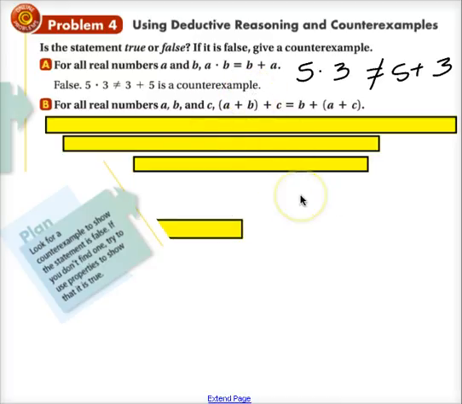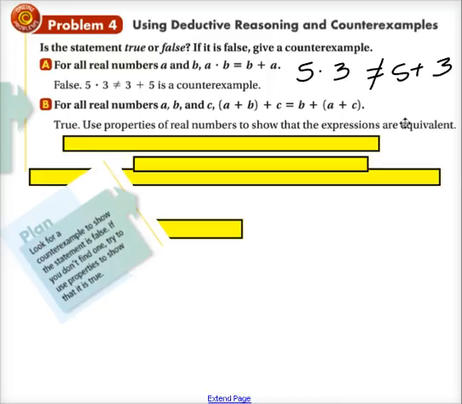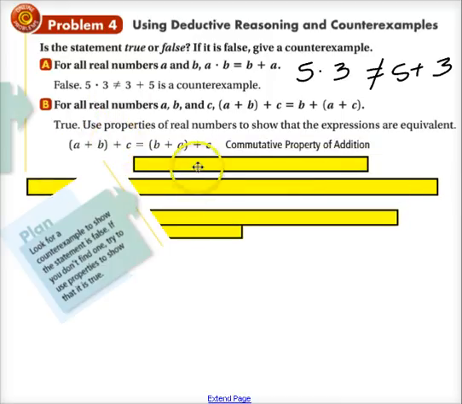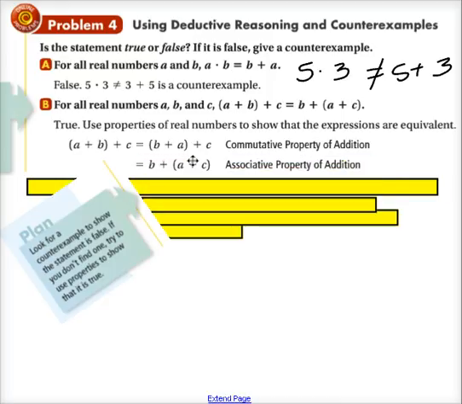Example B, for all real numbers A, B, and C, A plus B plus C equals B plus A plus C. Now that looks right to me. I'm going to say that's correct. I don't have to say anything other than true, but if I want to prove myself, this is true because of the commutative property of addition. So this is true. Commutative property of addition tells me that it is true. And associative changes the grouping symbols as well. Okay? So if it's false, you want to give that counterexample.